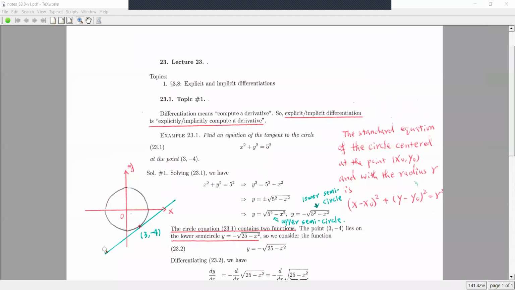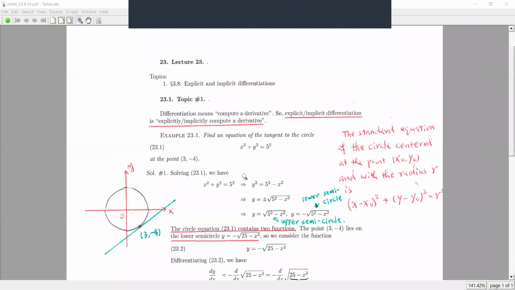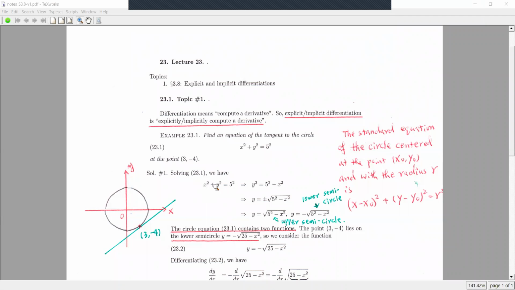To find the equation of the tangent line, we need to know the slope of the tangent line. To determine the slope of the tangent line, we need to compute a derivative. To compute a derivative, we need to know the function of this curve. Now, to get the function of this curve, we solve the equation for y. Y depends on x. Y is the function. Now, solve the circle equation for y.